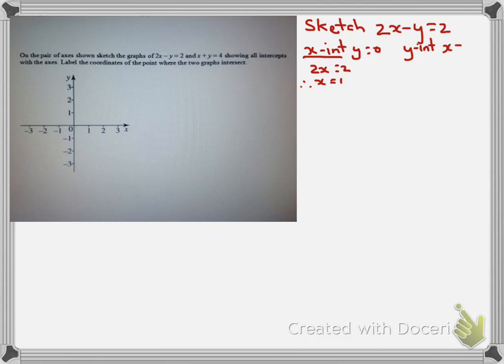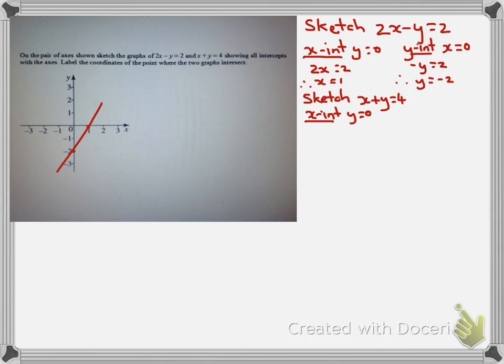Now we're going to find the y-intercept, and we'll let x equal 0. When we do this, we notice that the 2x term disappears, but we're left with the minus y, which equals 2. Dividing both sides by minus 1, we get y equals minus 2. So you'll notice, on the graph here, we're going to mark the x-intercept here at 1, and the y-intercept over here at minus 2, and we're going to join those with a straight line. So that's the first equation graphed.